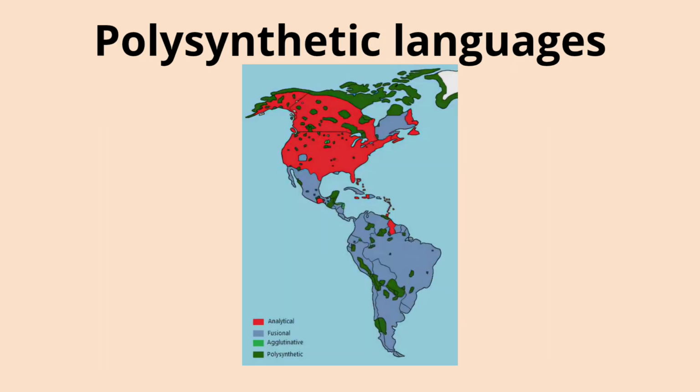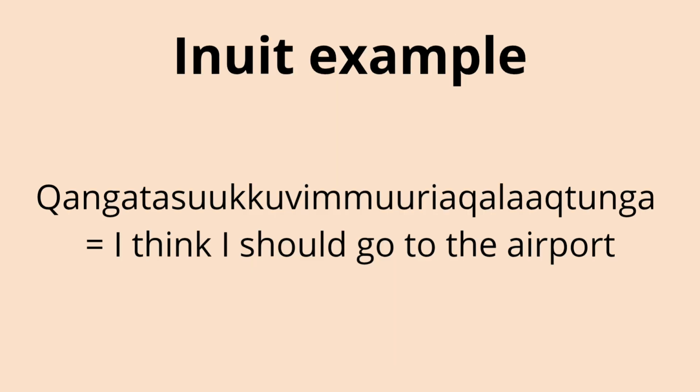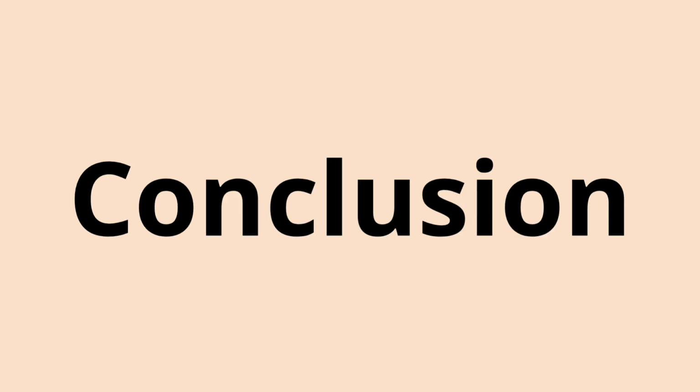Then we have polysynthetic languages, which can be either fusional or agglutinative. These are the extreme cases, where a whole sentence can be expressed as a single, very long word that includes subject, object, verb, direction, and more. You'll find this mostly in some Native American languages. For example, in Inuit, there is a word, which I won't try to pronounce, that means, I think I should go to the airport.